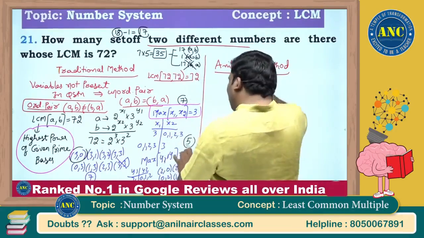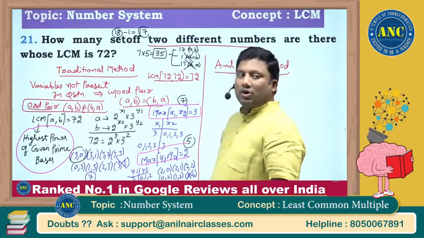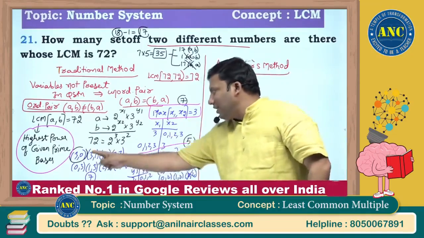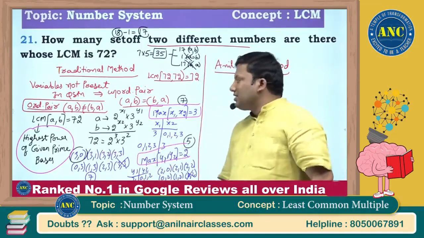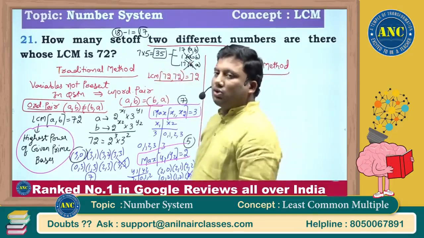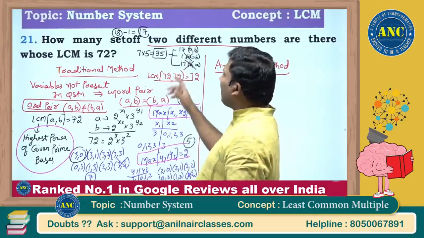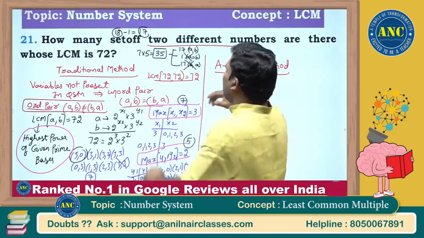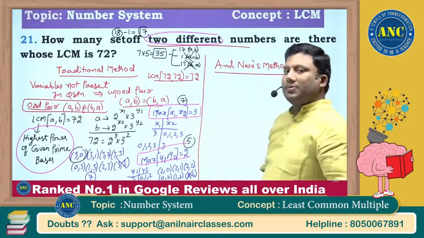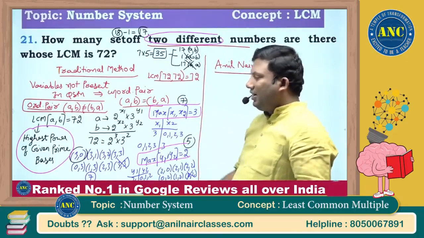Similarly, maximum of y1, y2 is 2. If y1 takes 2, y2 can be 0, 1, 2, and so on, giving 5 cases. For every one case, there are 5 sub cases. 7 into 5, 35. 17 cases A, B, and 17 cases B, A. One case, A equal to B, is eliminated because the question says two different numbers. So one case is eliminated.